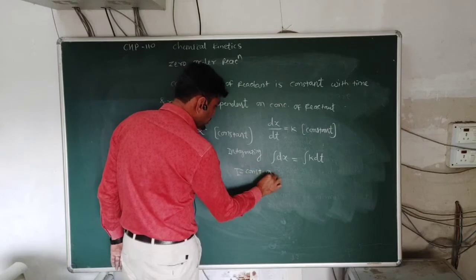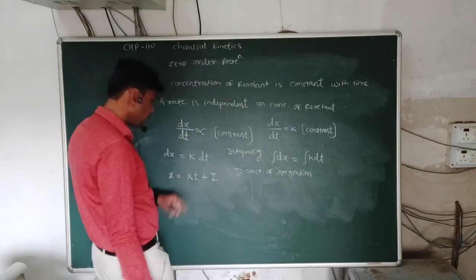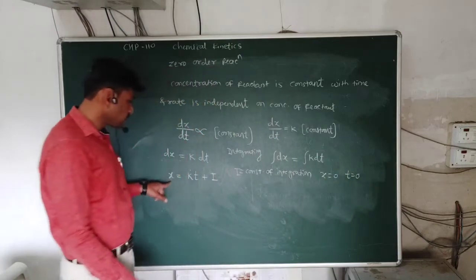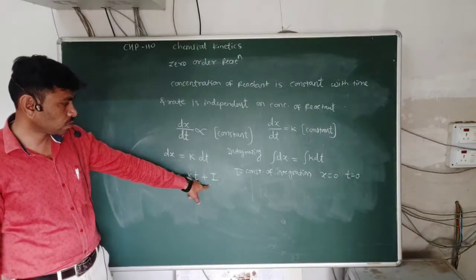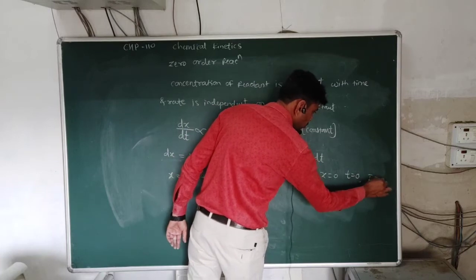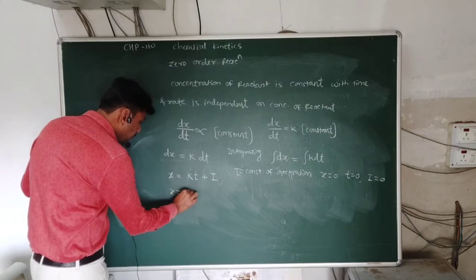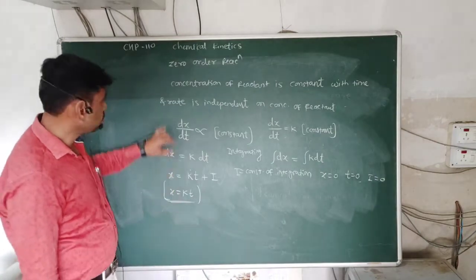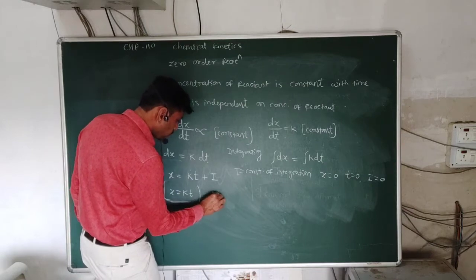called the constant of integration, and the value of I is revealed when x is equal to 0 and t is equal to 0. At 0 time, we come to know the value of I, that I is equal to 0. I becomes 0 here, so x is equal to kt. This is the rate equation, or rate law, for the zero order reaction.